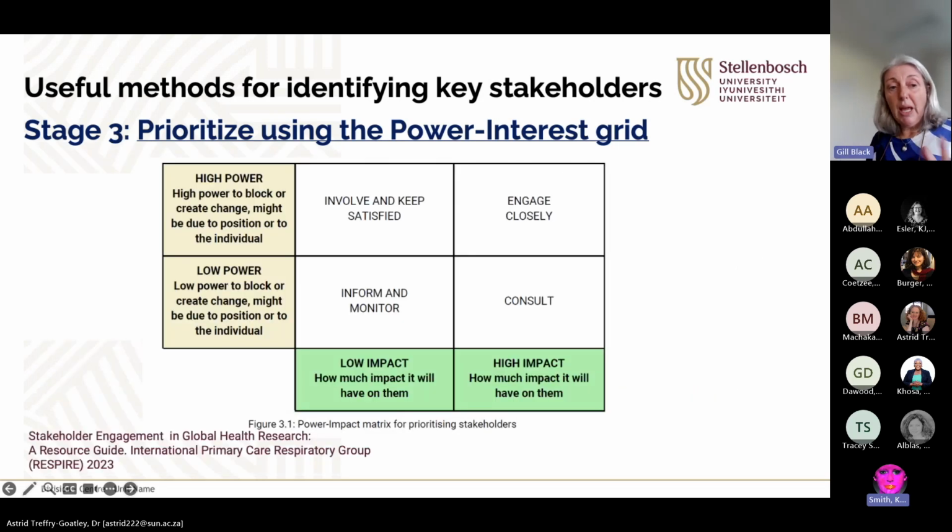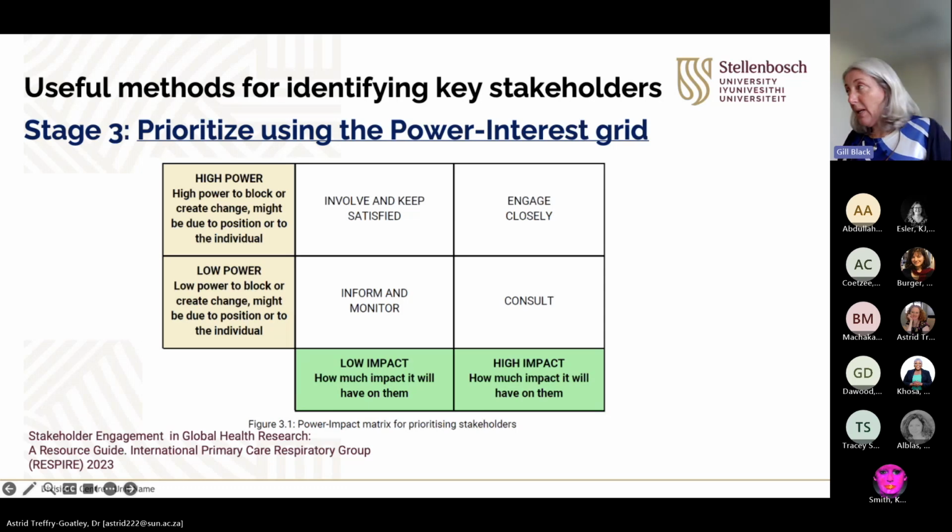So here's an example. Again, this was taken from the Respire resource, which I'll share with you towards the end of the talk in more detail. And here they talk about high power, low impact, high impact. And you can see here that if you are mapping in your stakeholder mapping process, if you identify a key stakeholder as somebody who has high power but has low impact, then these are likely to be opinion formers who need to be satisfied with what's happening, although they may not wish to be actively engaged in your study.